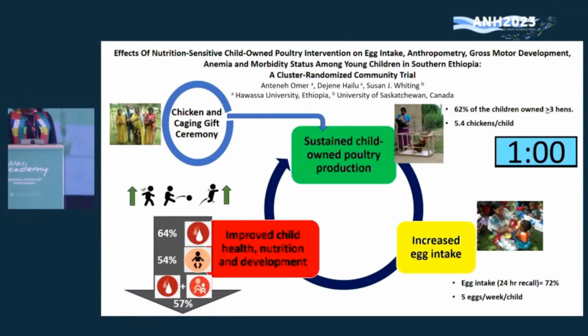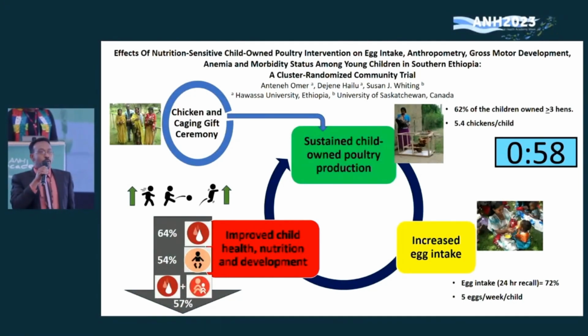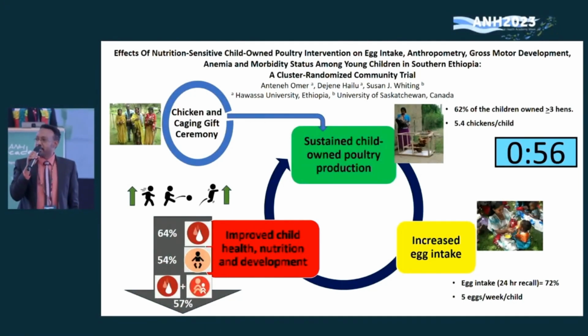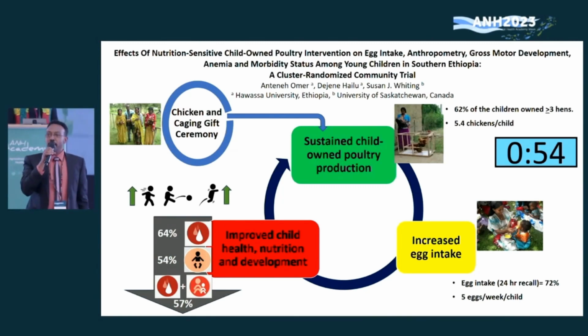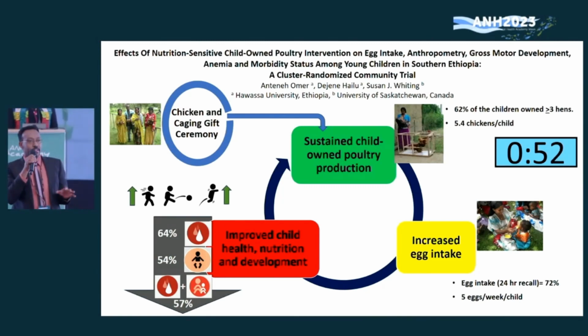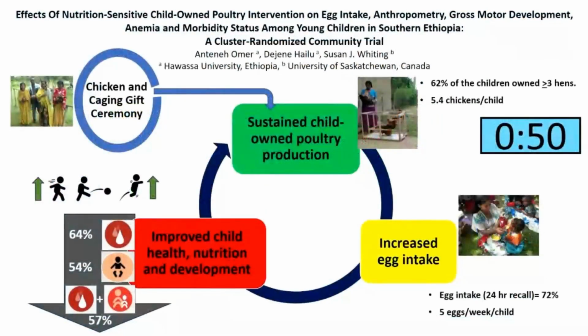Antena Omer Ali. Your time starts now. My name is Antena. I was raised by my grandma, Mrs. Menon. She gifted me an egg-laying chicken when I was a little kid. She used to feed me the eggs from my own chicken till I was 9th grade. The usual diets of Ethiopian under 2 children lacks animal source food.